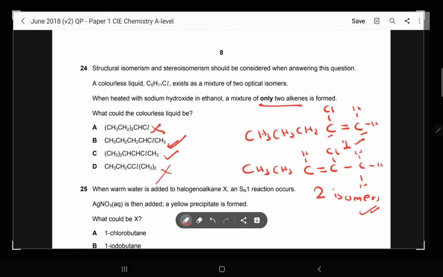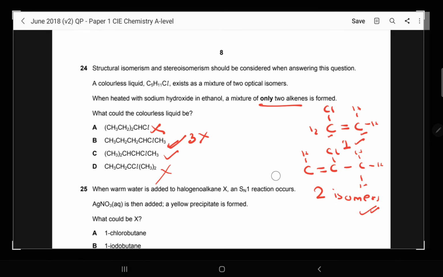The total number of alkenes present is 3. So B is not our option. The only option should be C. Let's check if that is correct.